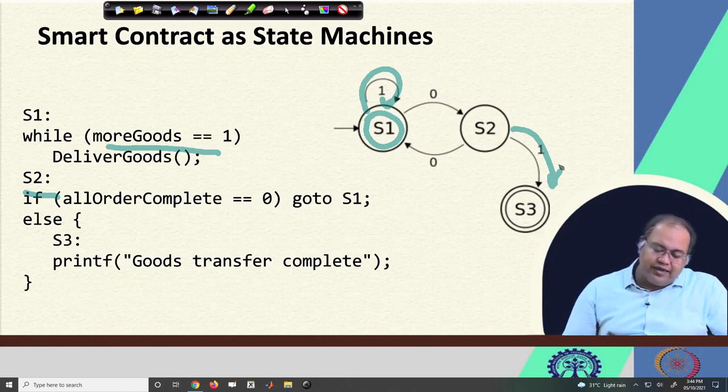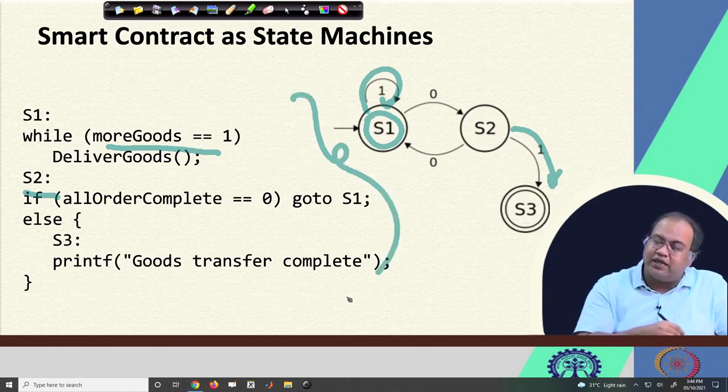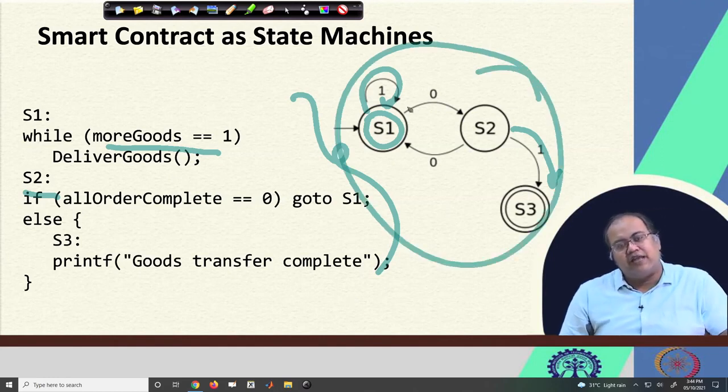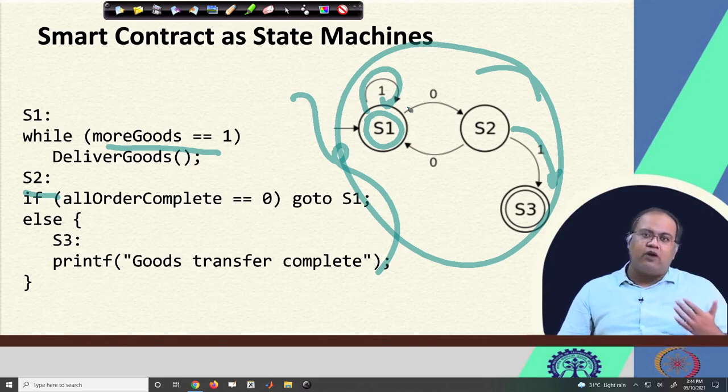So, that way any such deterministic contract can be represented in the form of such state machines, and as we have seen earlier, blockchain is nothing but a state machine. So let us see how we can execute codes on top of this state machine.